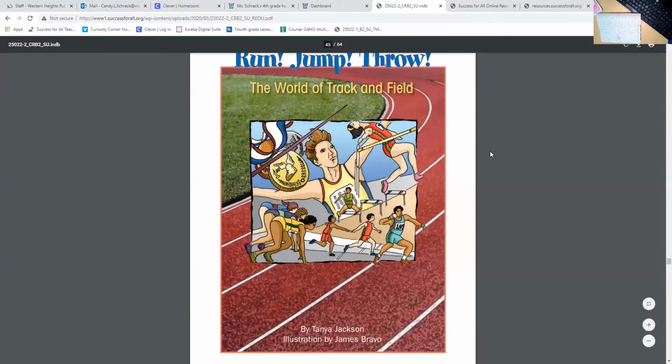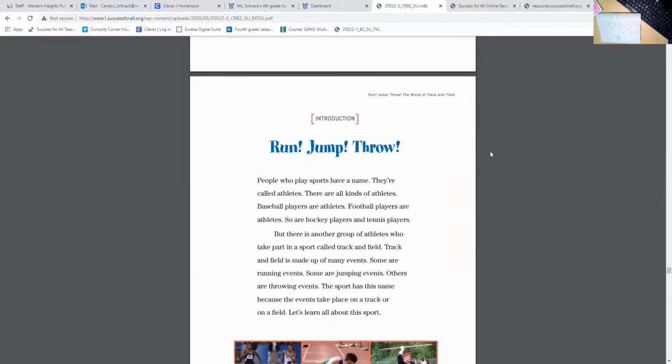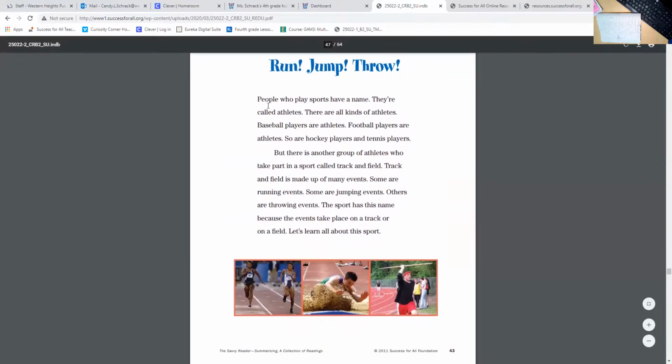So Run, Jump, Throw, the World of Track and Field. I'm going to read to you this first page. It says, Run, Jump, Throw. People who play sports have a name. They're called athletes. There are all kinds of athletes. Baseball players are athletes, football players are athletes, so are hockey players and tennis players. But there is another group of athletes who take part in a sport called track and field. Track and field is made up of many events. Some are running events, some are jumping events, others are throwing events. The sport has this name because the events take place on the track or on the field. Let's learn all about this sport.